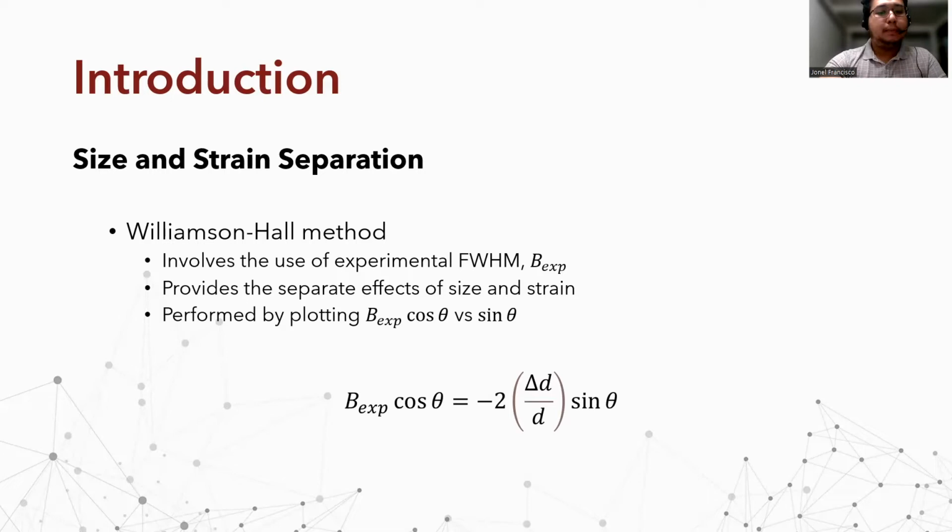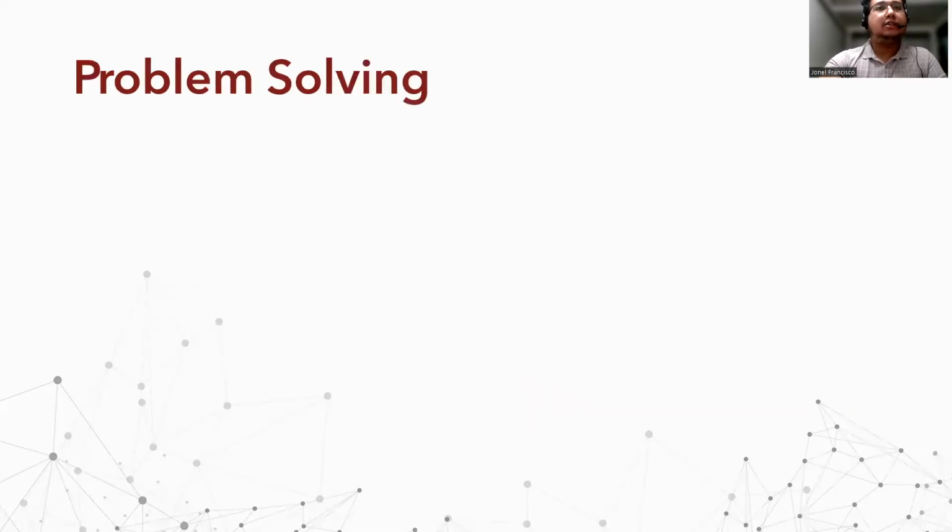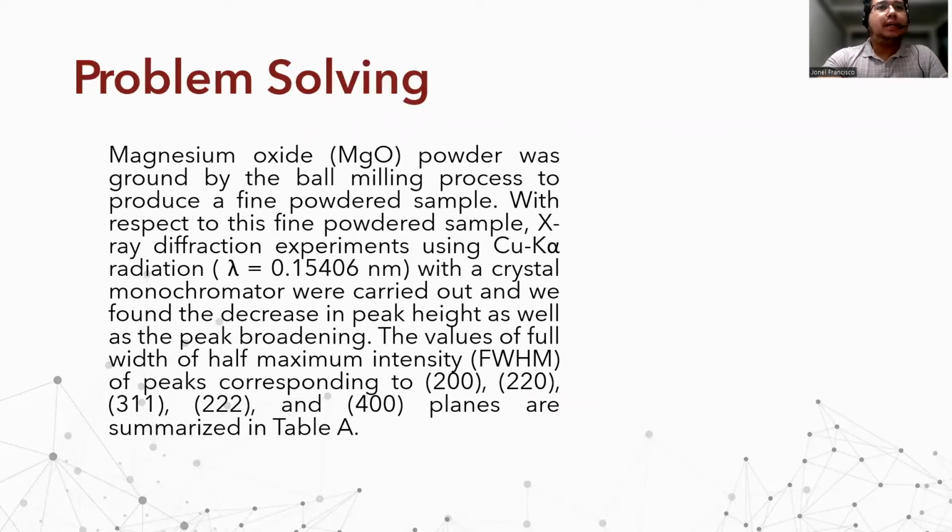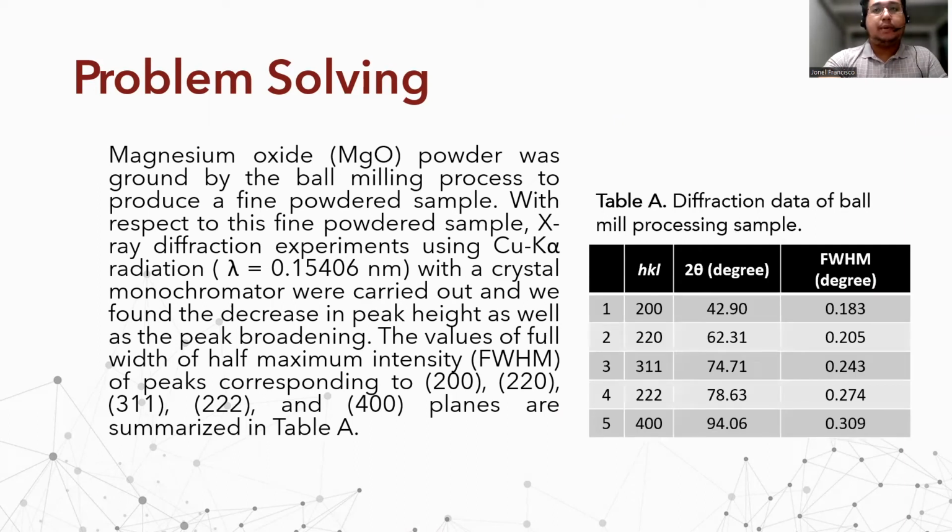To clearly explain the Williamson-Hall method, let's consider an example problem. Magnesium oxide powder was ground by the ball milling process to produce a fine powder sample. With respect to this fine powdered sample, an X-ray diffraction experiment using copper K alpha radiation with a crystal monochromator was carried out, and we found a decrease in peak height as well as peak broadening. The values of full width at half maximum for the corresponding planes are summarized in the table on the right side.